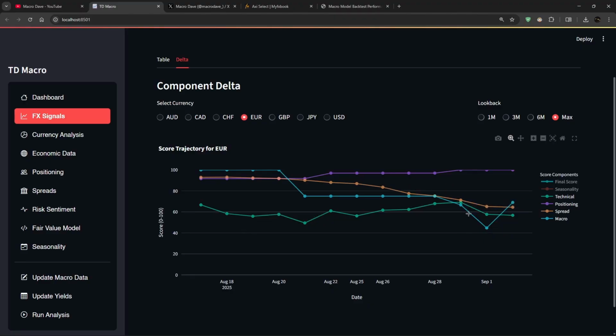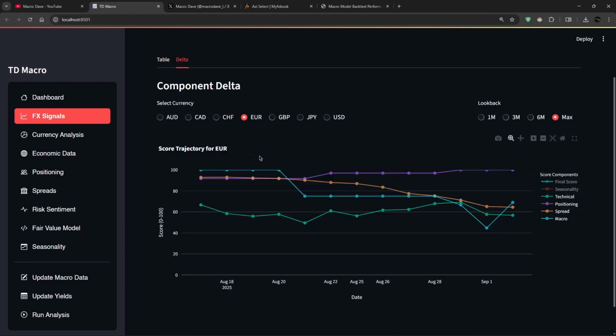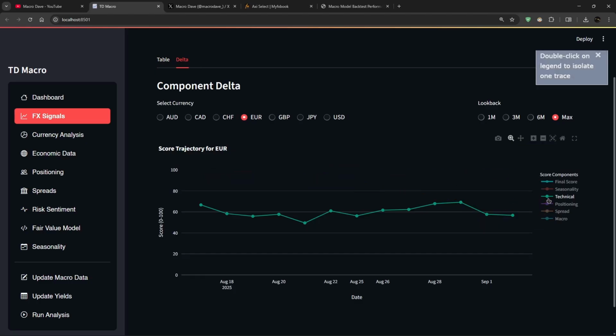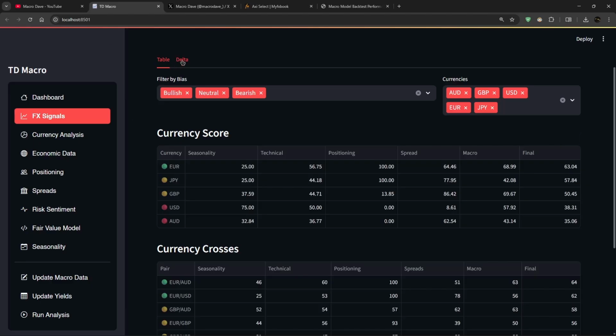And I kind of changed it, so there's a lot of issues here. But like the spread, you can see that spread was at 93, and now spread has fallen to 64. So again, this is not good, and the technicals have been choppy. So even though euro, looking at the table, you can see euro is giving a score of 63, and it is obviously bullish. If you look at the delta, the euro has been going down, and we can remove all of this and just look at the final score. And this is the final score. So this is this right here, the final score, but the change in it.